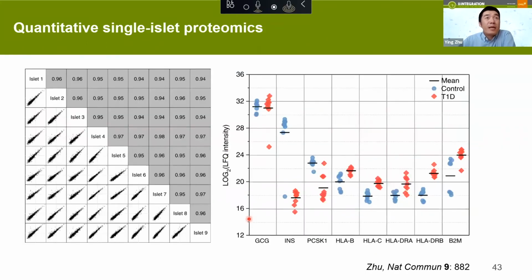This is some result of single-islet proteomics. You can see it's pretty reproducible for the 9 single islets from the healthy control donors. Here we analyze 9 islets from healthy donors and 9 islets from type 1 diabetes patients. As you can see, we can clearly see the insulin is present in the healthy donor, but it almost disappears in the type 1 diabetes patient.